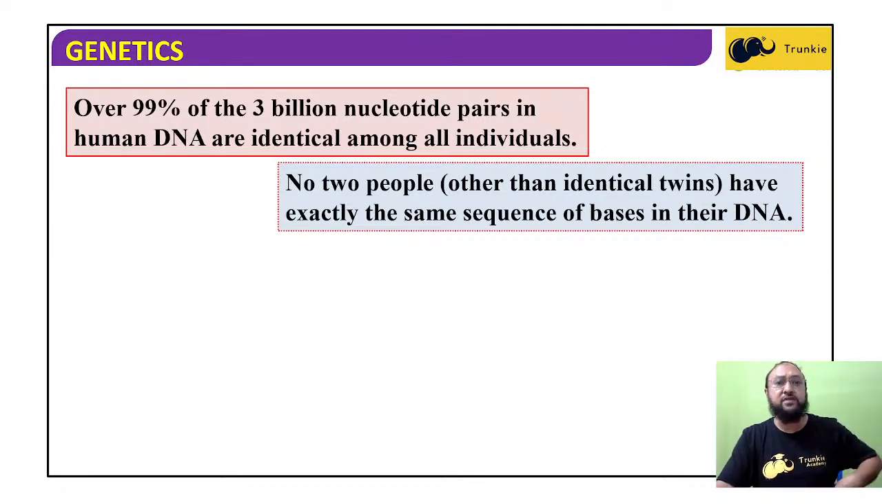Over 99% of the 3 billion nucleotide pairs in human DNA are identical among all individuals. Now, no two people other than identical twins have exactly the same sequence of bases in their DNA. Except the twins, all other individuals in this world will have a different DNA sequence. It is not exactly the same, it will be different.